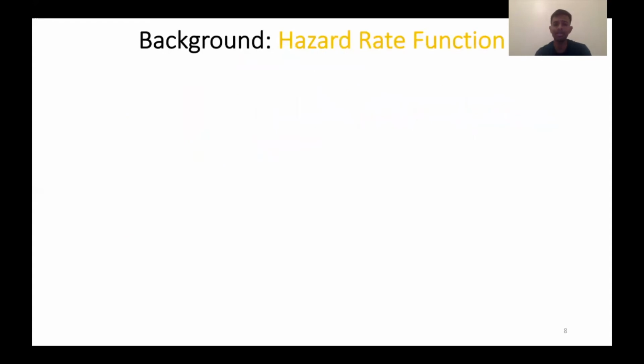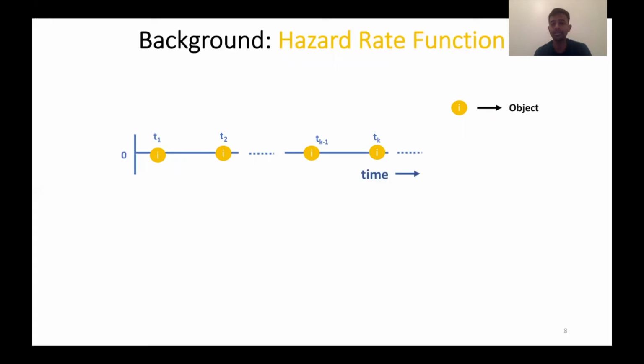So this is a brief background on the hazard rate function. What you have here is, for example, if the content or object i is requested at these time instances from t1 till tk and so on.